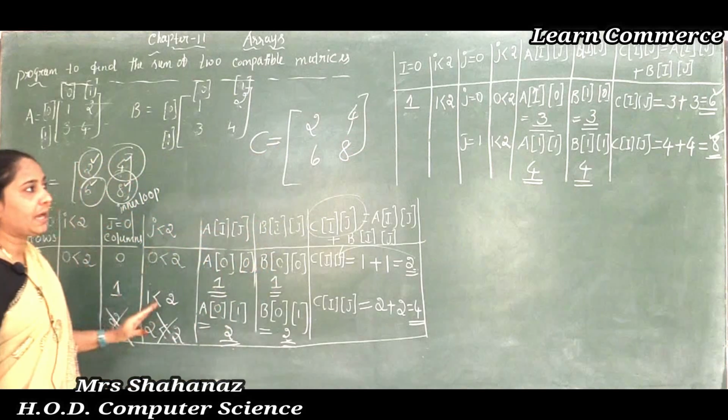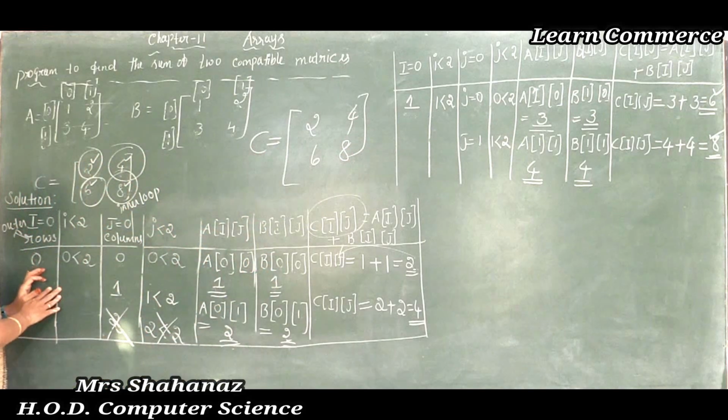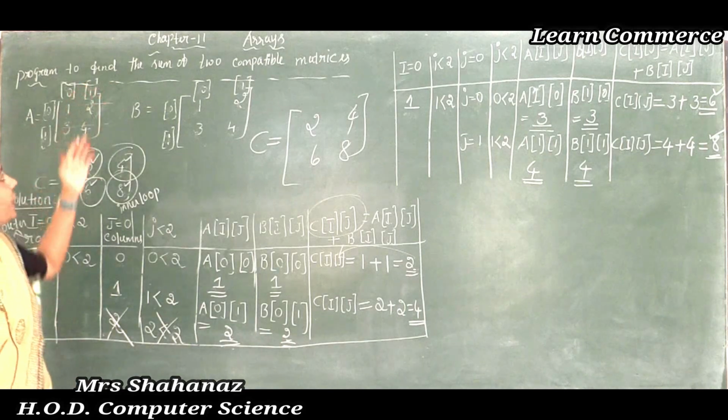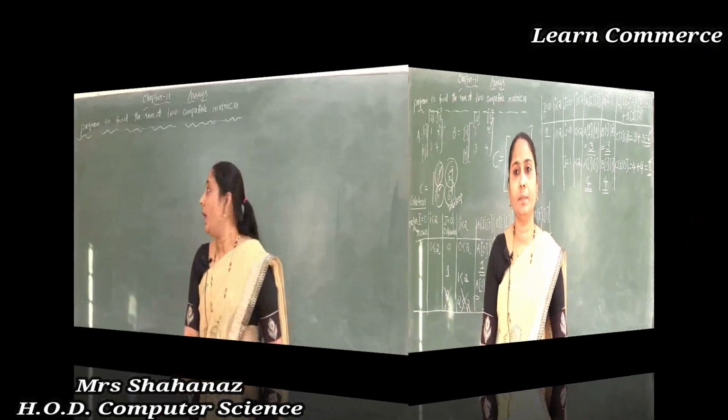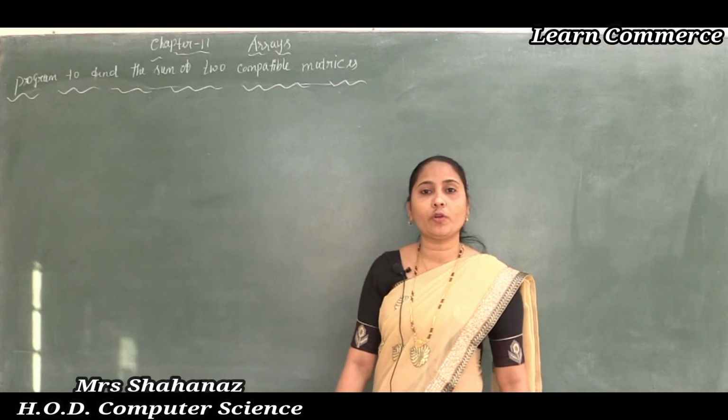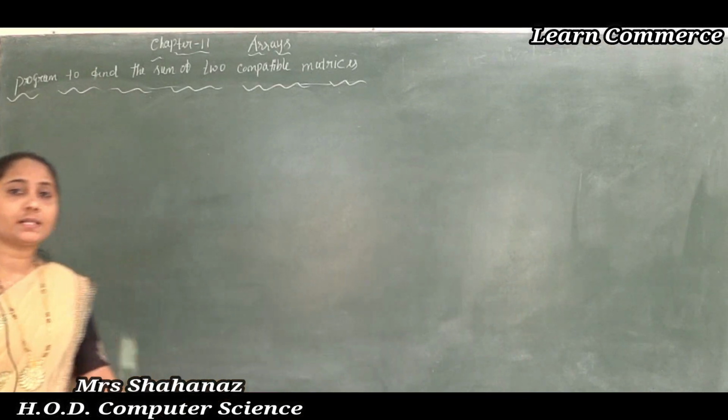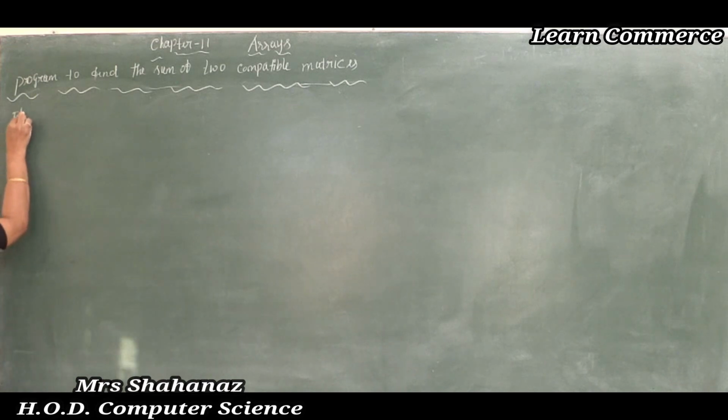Okay, so like that, by using this concept I am going to complete the practical program. The practical program question is to find the sum of two compatible matrices. After completing the solution of the sum of two compatible matrices, now let's draw the flow chart. How to draw the flow chart?